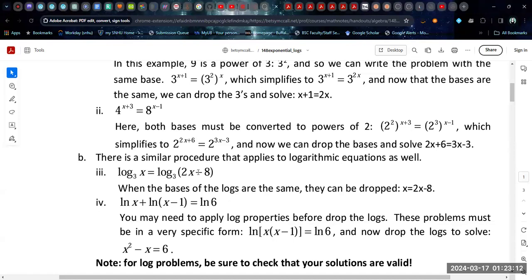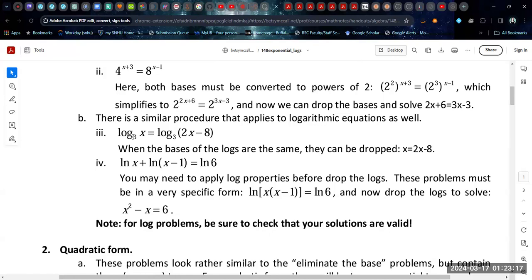Now, we can also do the same thing with logarithmic equations if they have the same base of the log. So log base 3 of x is equal to log base 3 of 2x minus 8. When the logs are the same, you can cancel them and just set x equal to 2x minus 8.